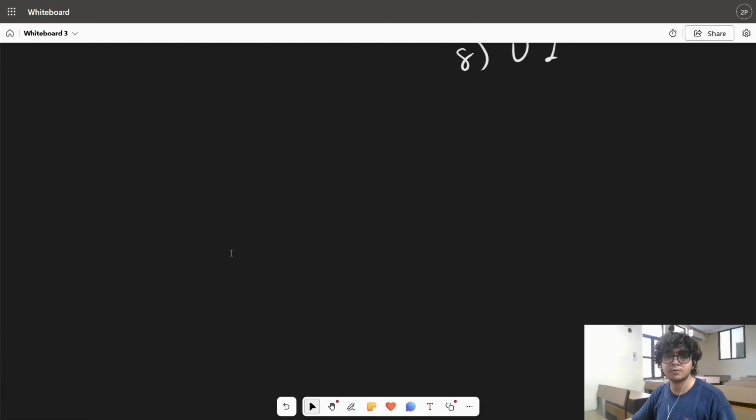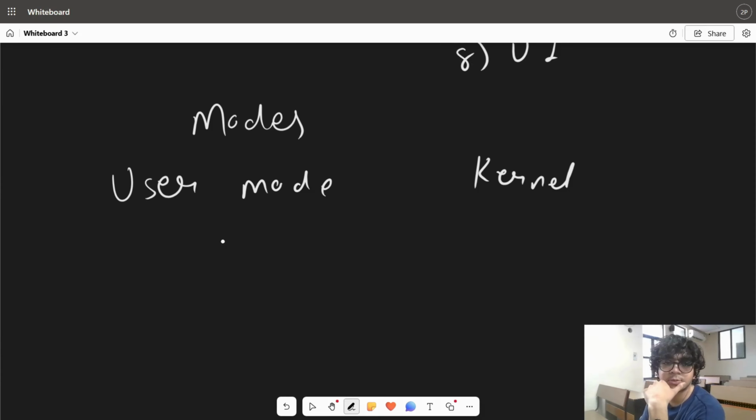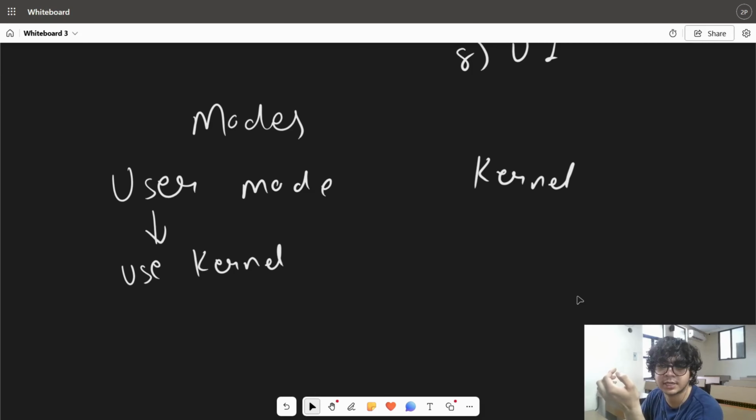Okay. Now one thing which you need to know is modes in OS. So what are the modes? User mode, and the other mode is kernel mode. Now in user mode, what will happen? You will use the operating system or kernel to access the hardware. So we will use kernel. We can say that in a way, it's not 100% factually correct, but we can say that. Whereas in kernel mode, we can directly access the hardware. So direct access of hardware.